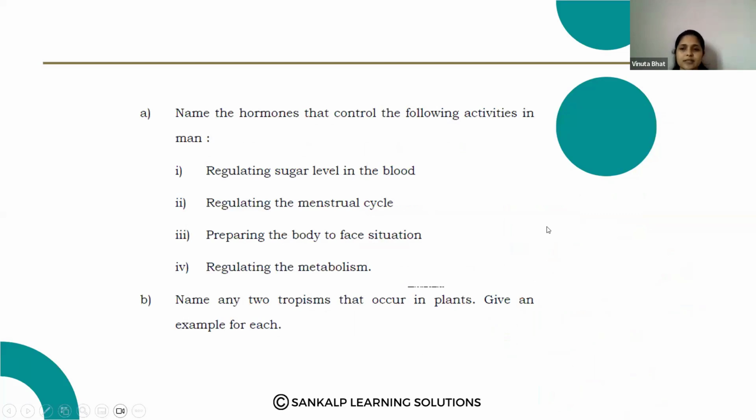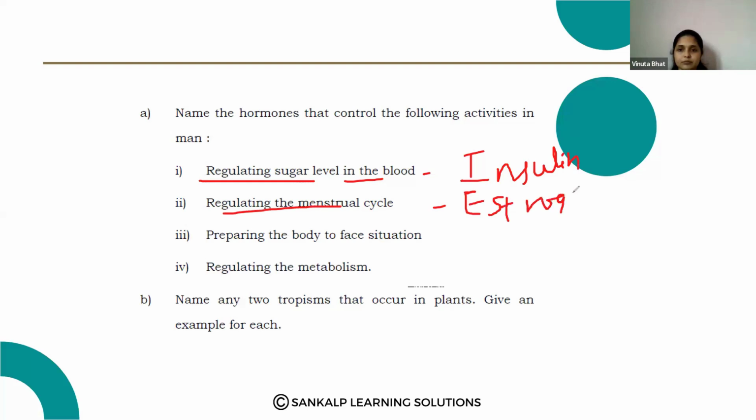Next question. So there is an option in the 4-mark question. Name the hormones that control the following activities in man. Here, regulating the sugar level, that is the insulin. Then regulating the menstrual cycle, that is estrogen. Then preparing the body to face the situation, that is adrenaline. Then regulating the metabolism, that is the thyroxine.